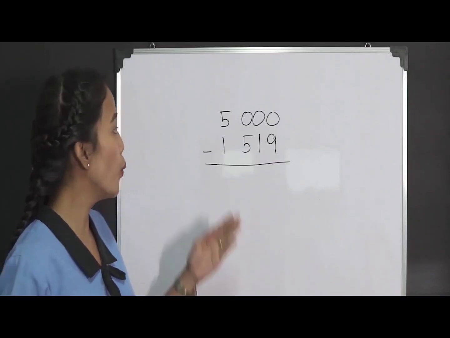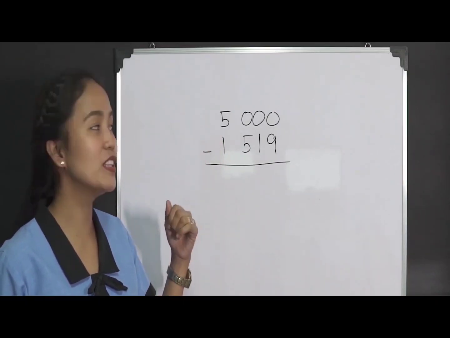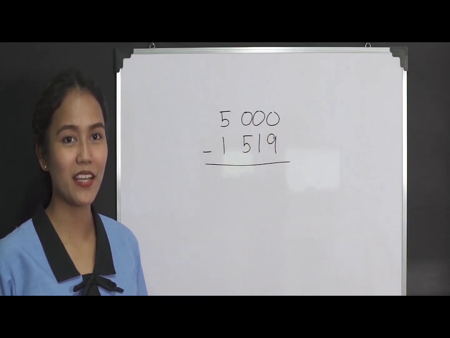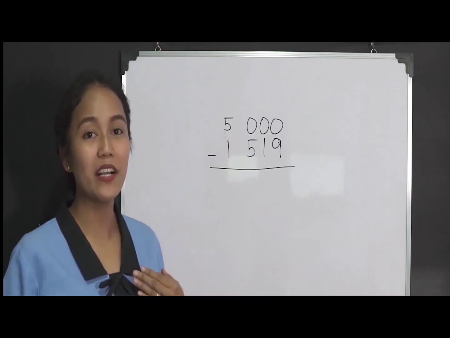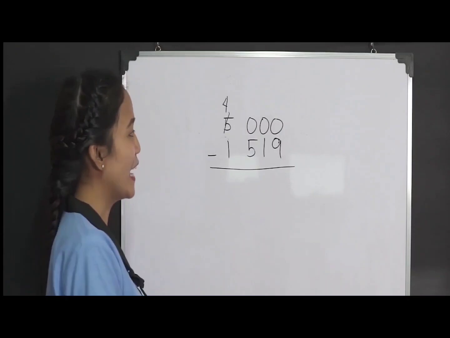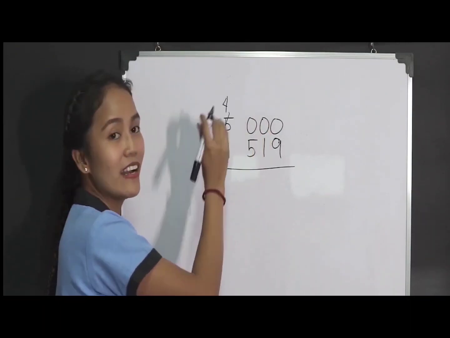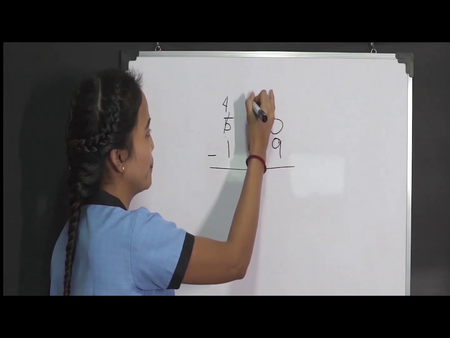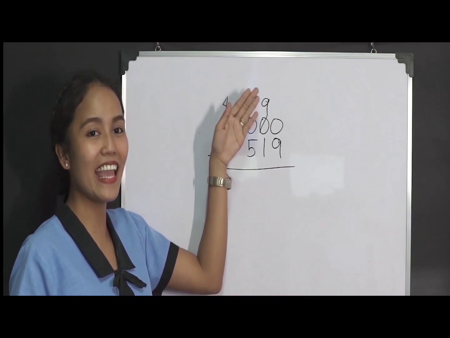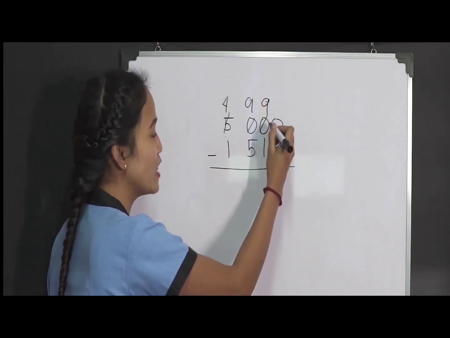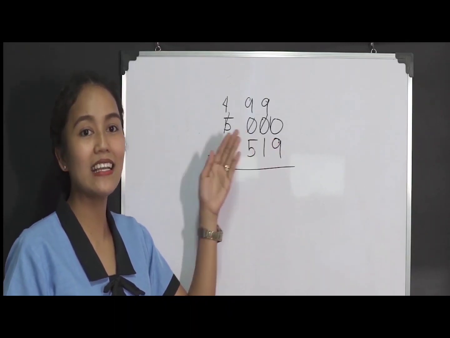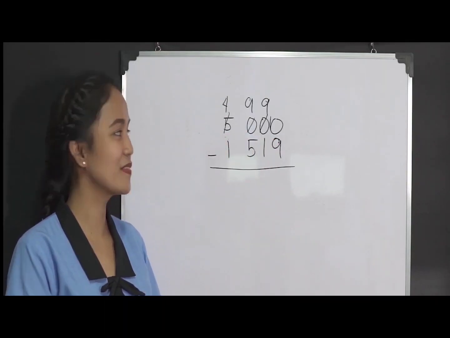So we regroup 1,000 into 9 hundreds, 9 tens, and 10 ones. 5 in the thousands column will become 4. So write 4 above 5. And then write 9 above 0 in the hundreds and tens column. This shows that we now have 9 hundreds and 9 tens. And write 1 beside 0. This shows that we now have 10 ones after regrouping.